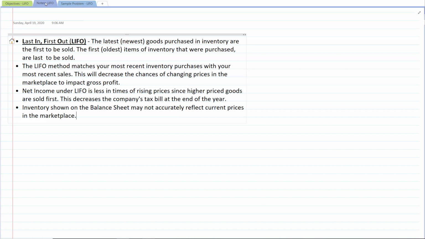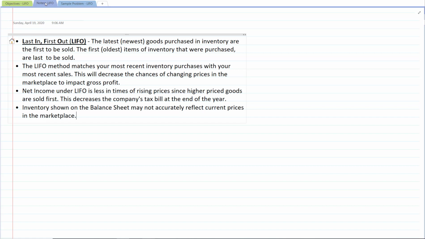One of the benefits under the LIFO method is that it matches your most recent inventory purchases with your most recent sales. In accounting, we like to follow the concept of the matching principle, and the LIFO method of inventory does that pretty well in terms of matching current sales prices with current inventory prices. Under the LIFO method, net income tends to be less in times of rising prices because as prices go up, your cost of goods sold is higher, and cost of goods sold being an expense makes your net income lower. And when your net income is lower, that tends to lower your tax bill at the end of the year because your taxable income is also lower.